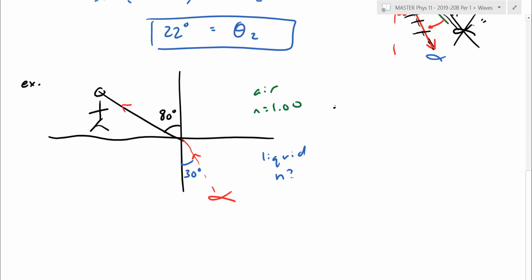I would expect this one here to be the easier medium. I'd expect this one here still to be the harder medium. That's why we bend towards the normal. So in that situation, make a note to yourself: I bend towards the normal. But nonetheless, this is just an application of Snell's Law.